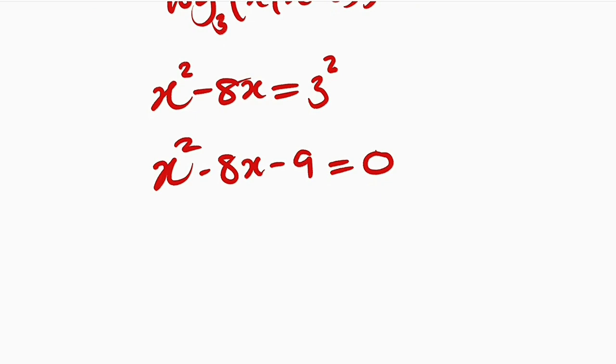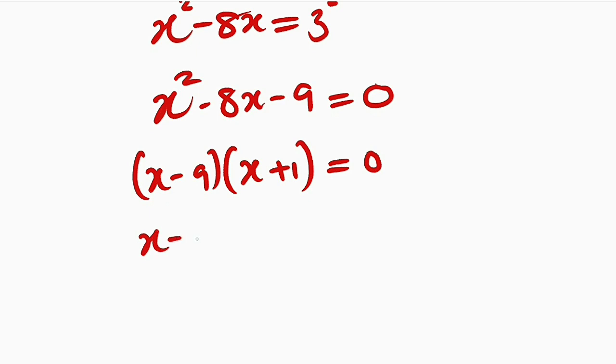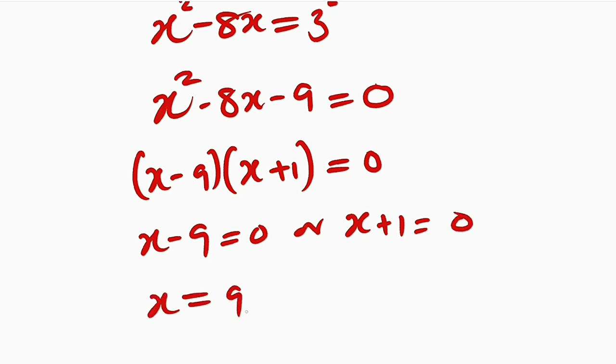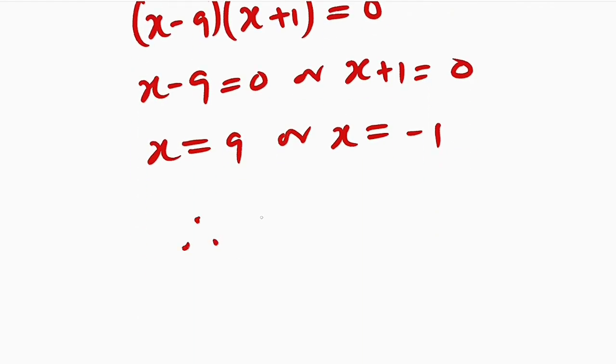When we add them, we get negative 8. You should know that the numbers must be negative 9 and positive 1. If you set each factor equal to 0, we have either x minus 9 equal to 0 or x plus 1 equal to 0. From here, x equals 9 or x equals negative 1. But remember, x must be greater than 8. And hence, we are going to consider x equal to 9 as our solution.